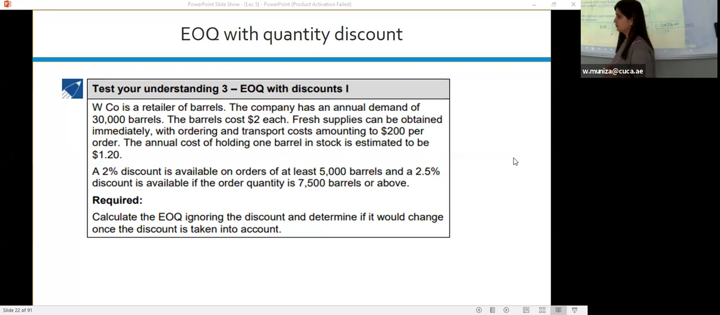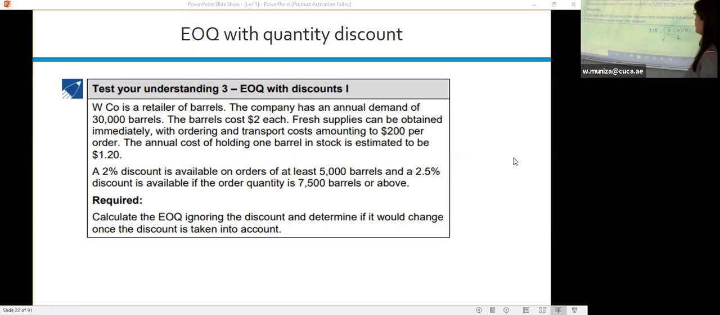Annual purchase cost means purchases into demand. Purchase cost is 2 and annual demand is written 30,000 barrels. But this purchase cost will not be 2 for every number of units. Because for 5,000 units, there is a discount. For 7,500 units, there is a discount. Otherwise, no use to calculate the purchase cost.